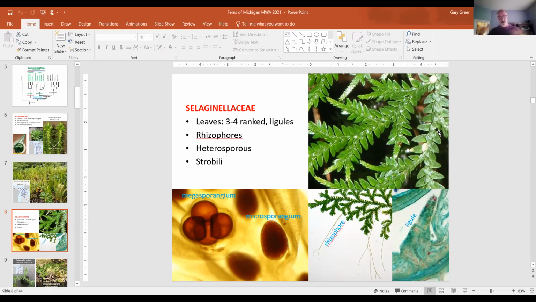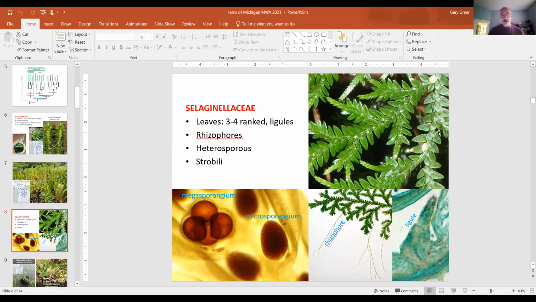There's usually 2 lateral ranks and then a dorsal rank. Or sometimes instead it's a ventral rank, but there's usually 3 leaf ranks. There are some species, however, that have something more typical, such as 4 ranks of leaves.